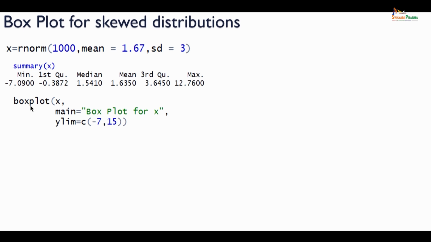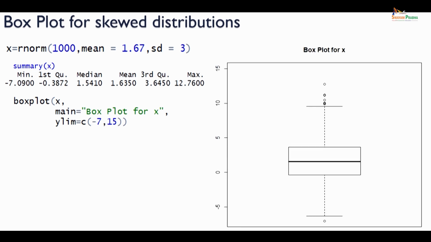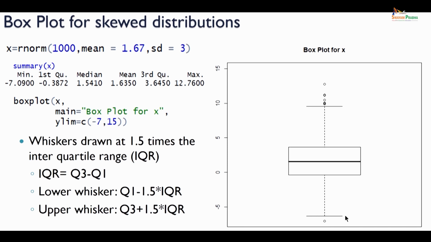Again I am going to use the boxplot function for this. On my right I have the plot. You will see there is a point below the lower whisker and a couple of points above the upper whisker. In this case the whiskers are drawn at 1.5 times the interquartile range. The interquartile range is nothing but Q3 minus Q1, the third quartile minus the first quartile, the difference between them. The lower whisker is drawn at Q1 minus 1.5 times the interquartile range and the upper whisker is drawn at Q3 plus 1.5 times the interquartile range.